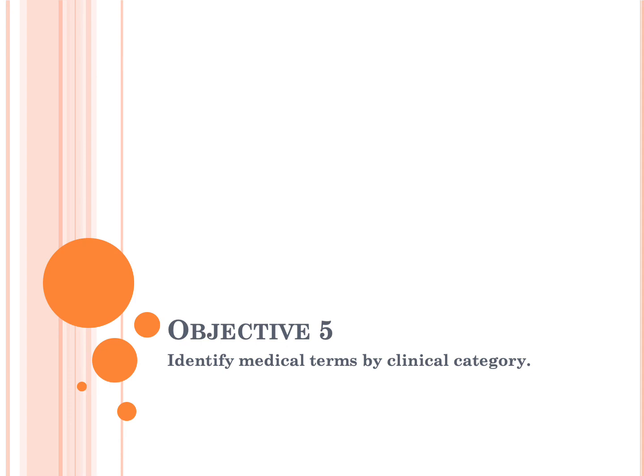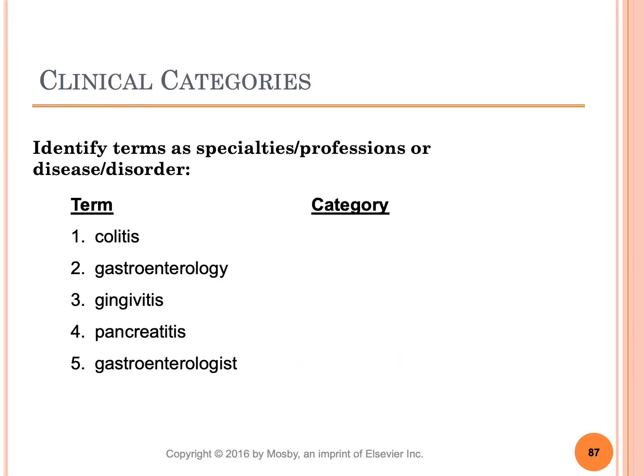All right, let's look at some medical terms by clinical category. Okay, here we're determining specialties, professions, or diseases, disorders. What do you think? Colitis. Definitely a disease or a disorder. What about gastroenterology? That is a specialty, right?